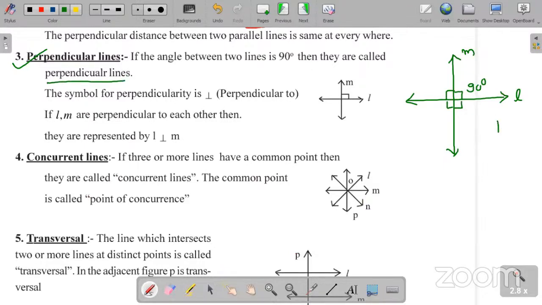The symbol for perpendicular is this one. This is the symbol for perpendicular. So L is perpendicular to M. I hope it's very clear to you. So it's clear.